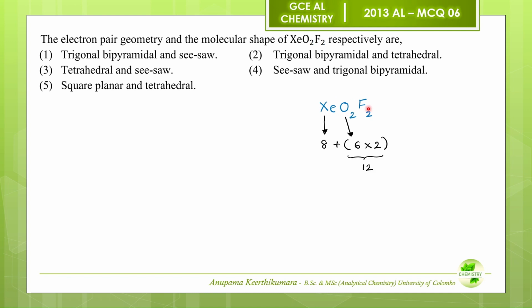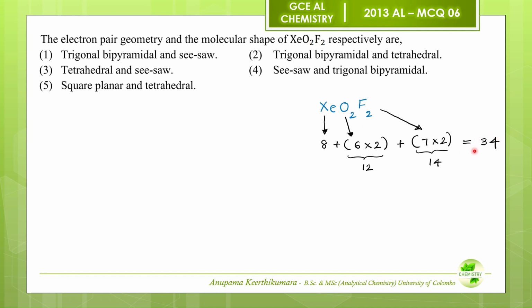Fluorine is a group 17 element. Therefore, one fluorine atom contains 7 valence electrons. There are 2 fluorine atoms in this molecule. Therefore, the total number of valence electrons in these 2 fluorine atoms is 14. Now we have calculated the total number of valence electrons. This molecule contains 34 valence electrons.